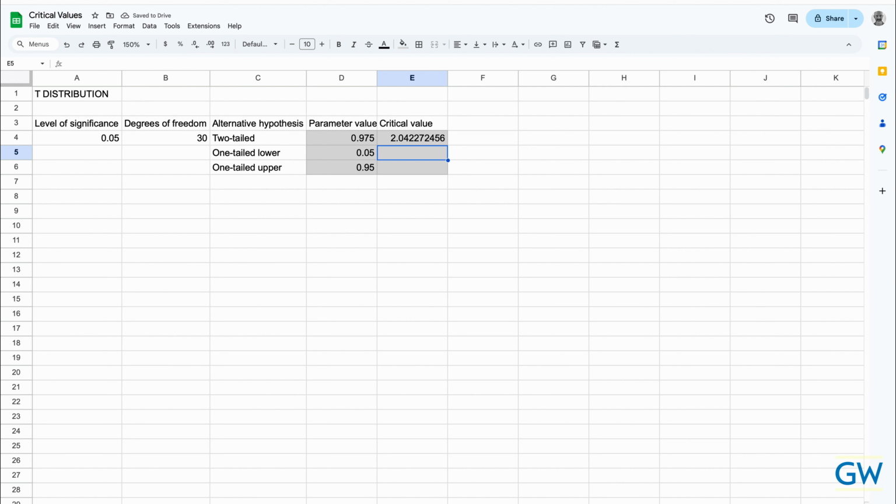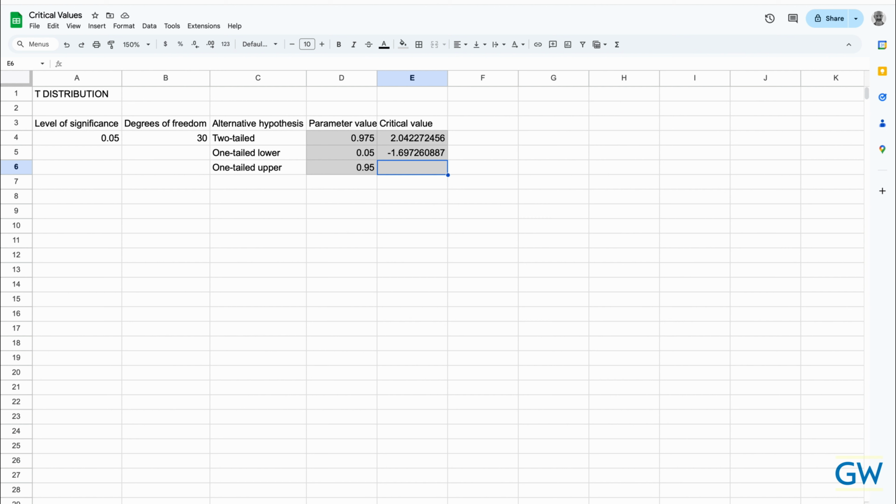Now let's look at the one-tailed lower. I'm going to say equal t.inv. I'm going to open my parentheses. I'm going to click on the 0.05, comma, the degrees of freedom is at 30. Close my parentheses, hit enter, and I see negative 1.697. And of course, in the upper tail, that's just going to be the positive of that.